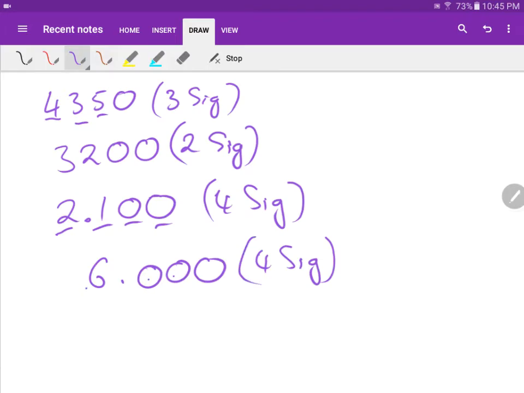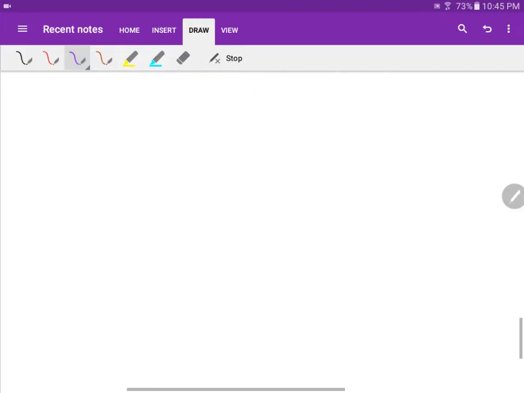Now let's get a bit more complicated. Let's do some rounding. See if we can do it. So rounding can be tricky.